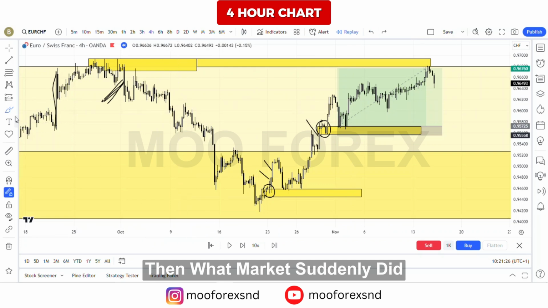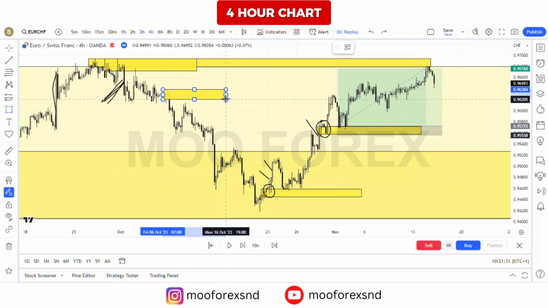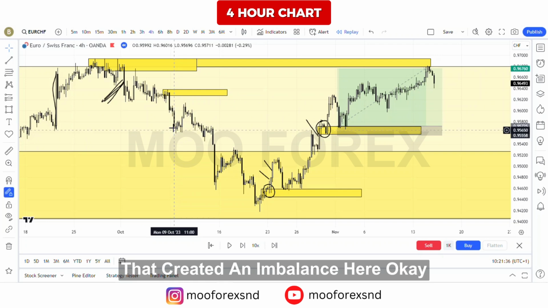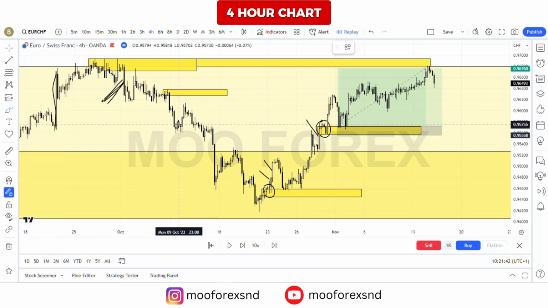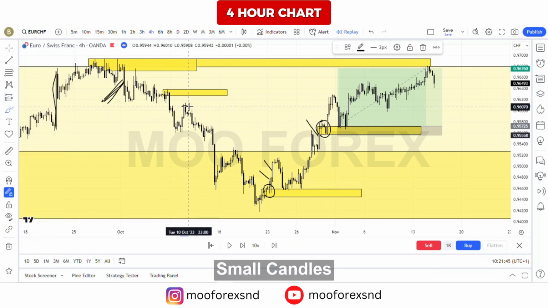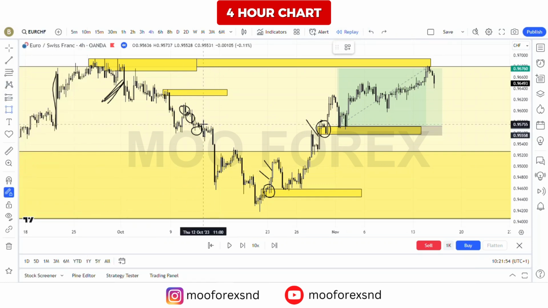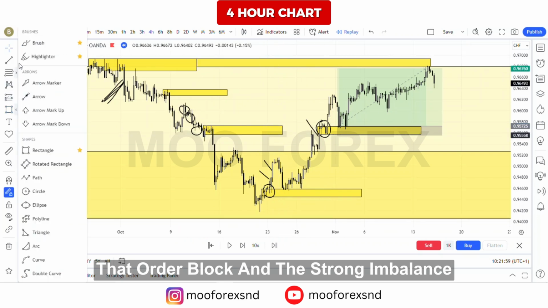Then what did the market suddenly do? The market made this imbalance and price fell. That created an imbalance here. And then of course you can see small candles, small candles, and then price suddenly created that order block and the strong imbalance.